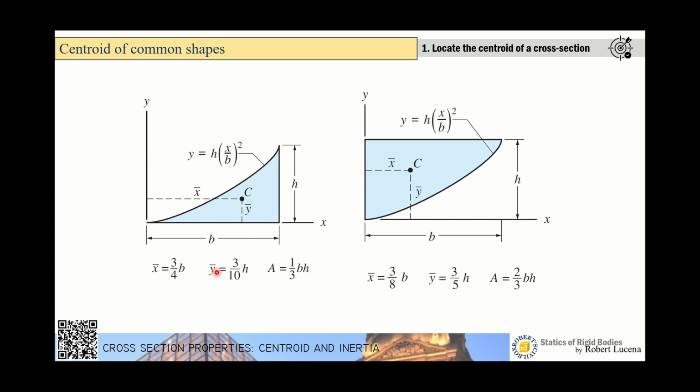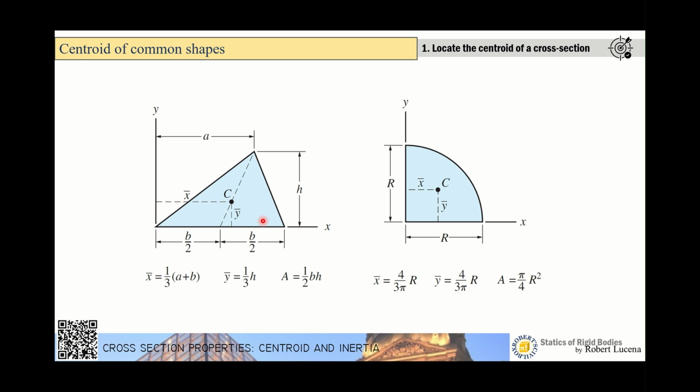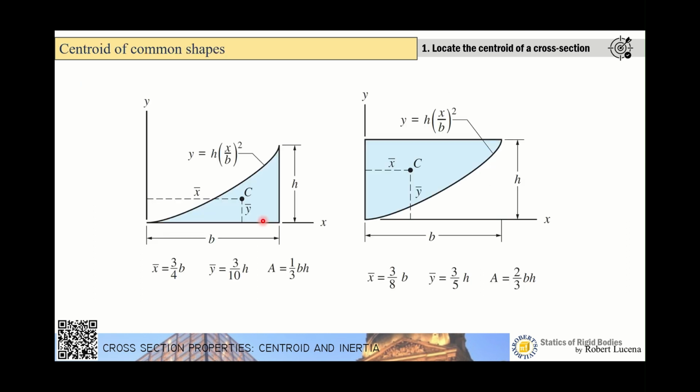But if you cannot recall the location of the centroid, then there's always the process of integration wherein you can still obtain the location of the centroid. Now, how is the centroid of the common shapes important in the composite shape area? Later on we will apply this one. So now let's have just a little practice on how to get the centroid using integration.